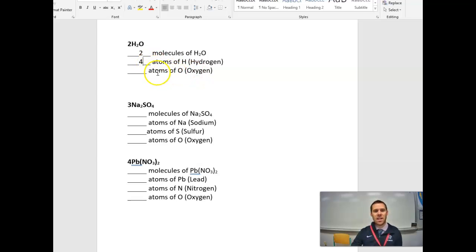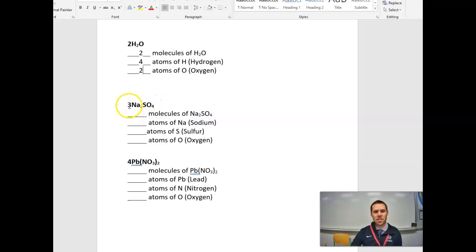And then go ahead and determine how many atoms of oxygen do we have. So remember, this coefficient gets applied throughout the whole compound, so this is going to be 2 times 1, is 2 atoms of oxygen. Let's move on to our next one, Na2SO4.